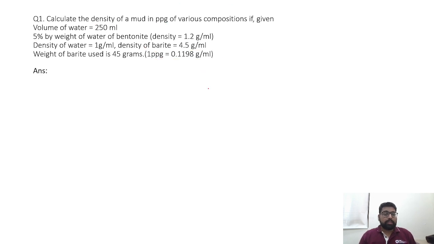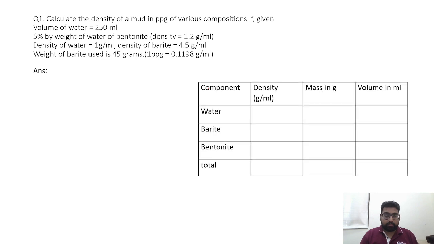Now let's start by creating a table. So you have your table, right? Let's see what all things we have. The first thing that we have is volume of water. Okay, so I am going to write the volume of water as 250 ml. Okay, so mass is in grams, volume in ml, and density in grams per ml. Next, what we have is 5% by weight of water, but we do not know the weight of water, or mass of water.